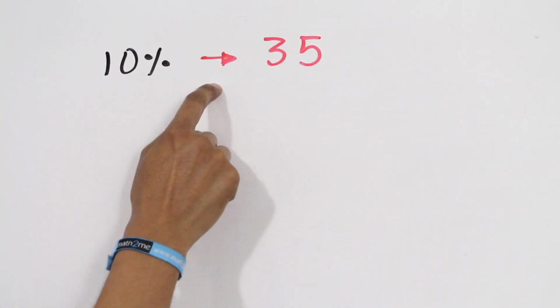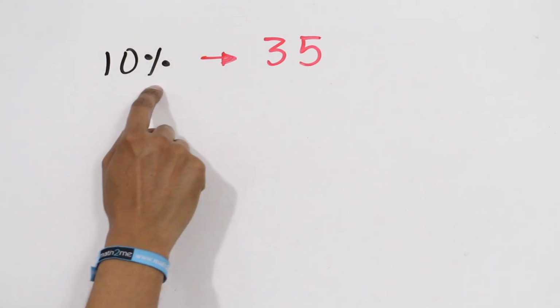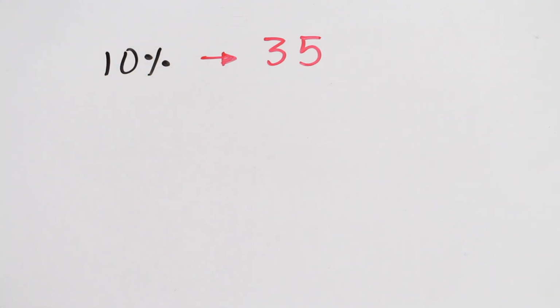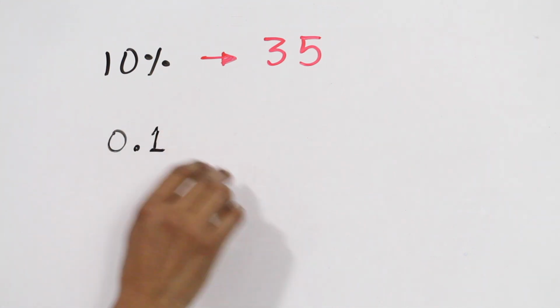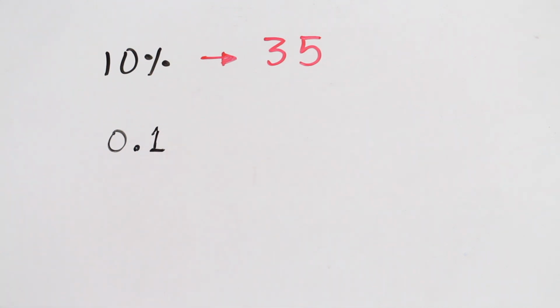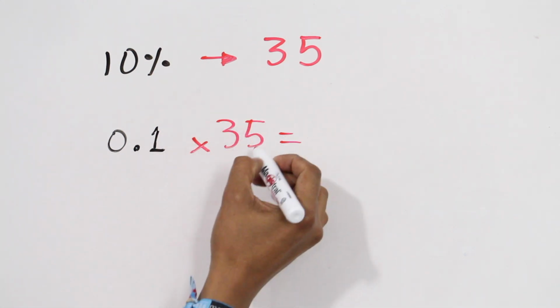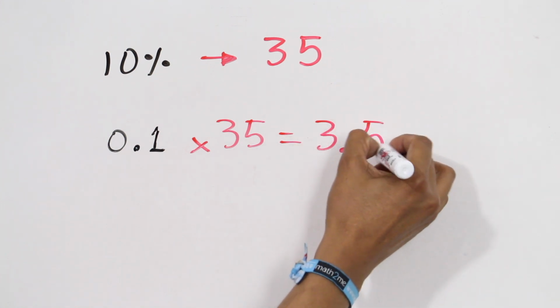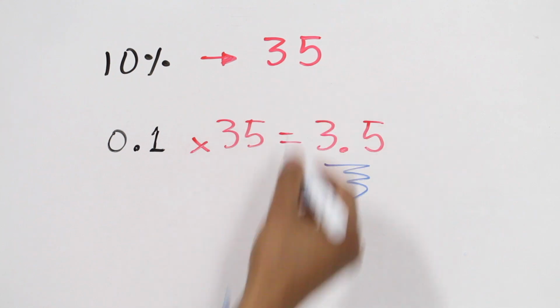Find the 10% of 35. Step number 1, you have to turn the percent into a decimal form. In this case, it's going to be 0.1. Step number 2, just multiply the decimal form by the number. In this case, 0.1 times 35 equals 3.5. And this is how we get the 10% of 35.